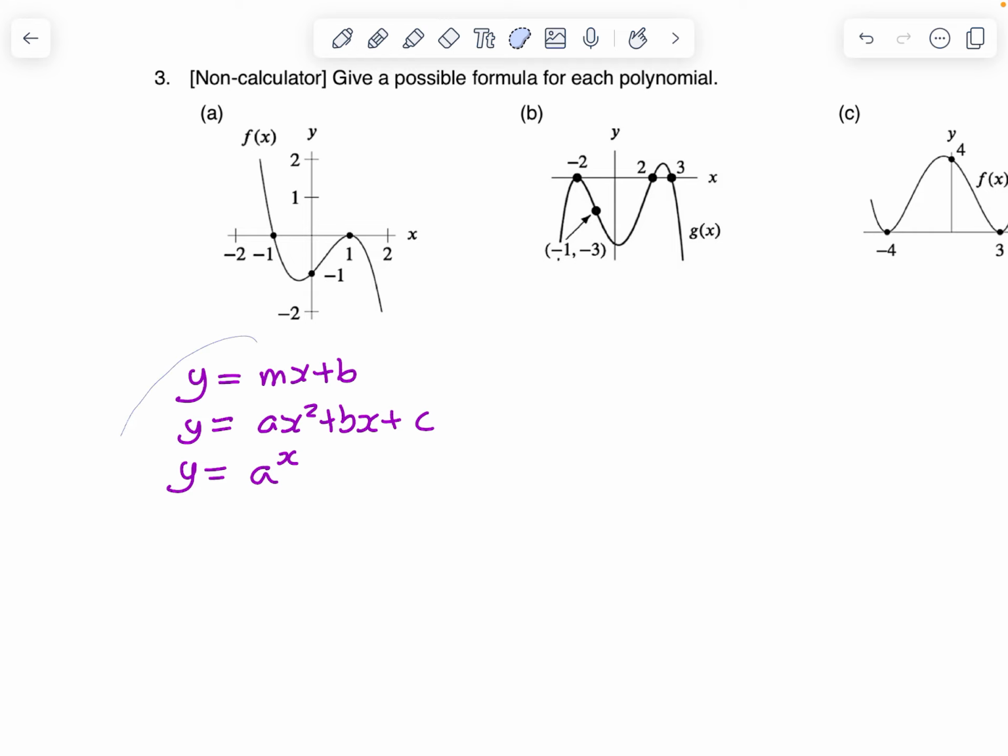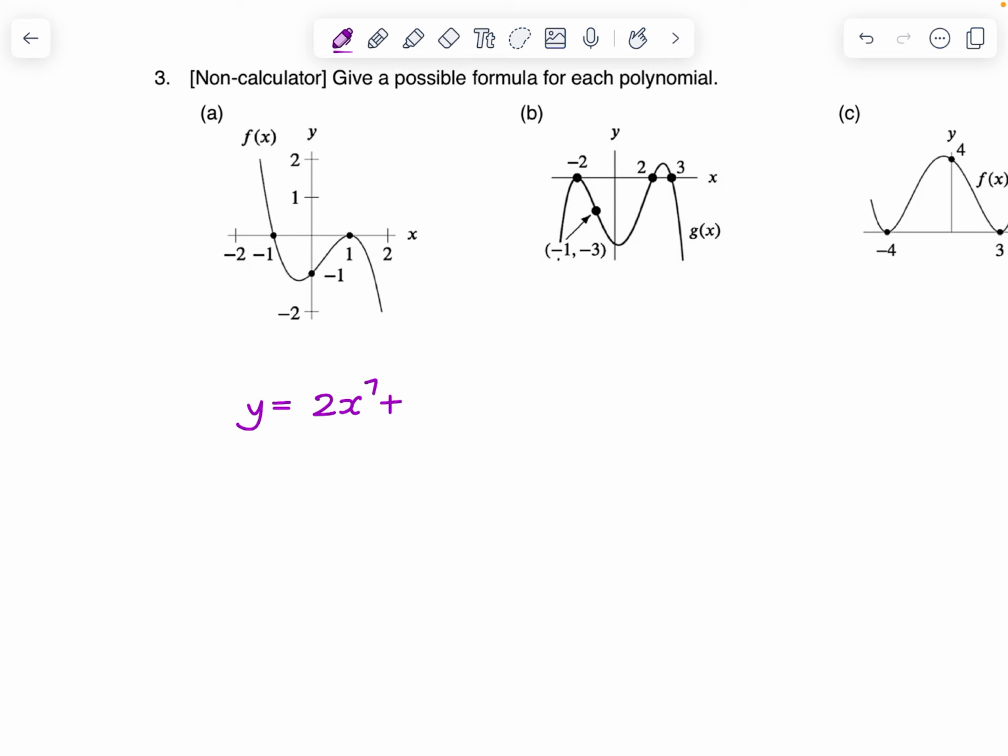But in polynomials, a very special thing is that it has a wide variety of these things. So what I mean is we have, for example, 2x to the power of 7 plus 8x to the power of 4 plus 3x plus 4, something like that. This is what you call a polynomial.